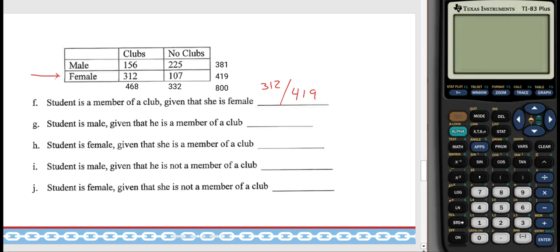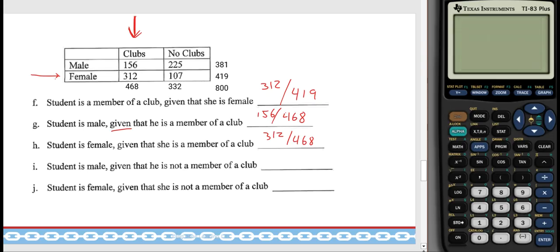G, student is male given he is a member of a club. So now I'm looking in this column, 156 male club members out of 468 total club members. Student is female given that she is a member of a club. So the 312 out of 468, right? Everything came out of this column right here.